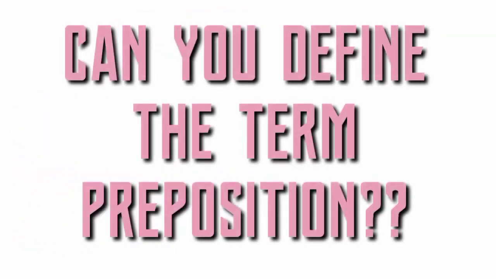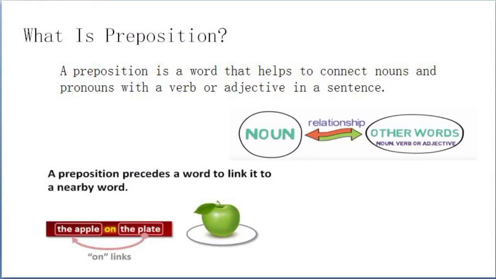Okay, can you define the term preposition? Yeah, a preposition is a word that helps to connect two words. Two words in the sense, one word is a noun and another word is a noun, verb or adjective. It also shows the relationship between these two words. And we have an example, apple on the plate. The apple and the plate are the two words which are related by the preposition word on. So this is the definition of the preposition.